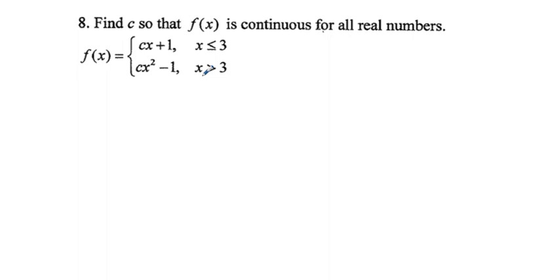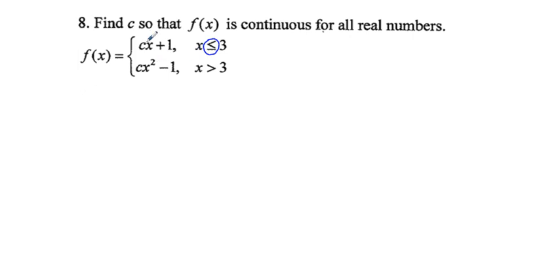Here it is. Find c so that f of x is continuous for all real numbers. Well, we already know we have cx plus 1 when x is less than or equal to 3, and cx squared minus 1 when x is greater than 3. So we already know that the function is going to be defined at 3 in that we have this x less than or equal to 3. So we know that part of it's going to be in play.